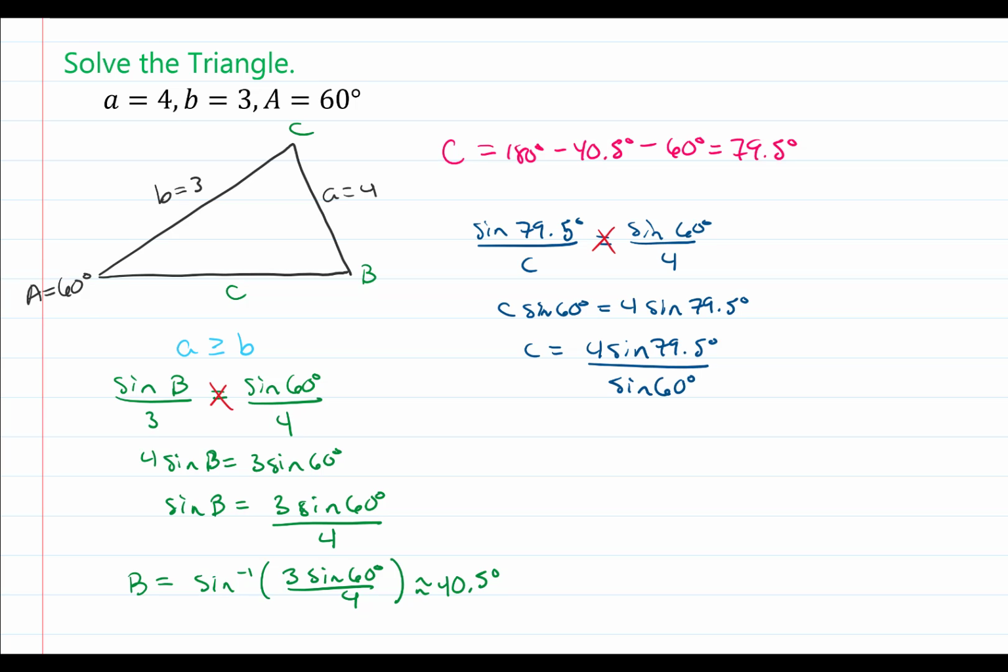We should now put this into our calculator and evaluate, and what we end up getting is approximately 4.54 units. So we have successfully solved the triangle by finding the three unknown pieces of information, which is side C, angle C, and angle B.